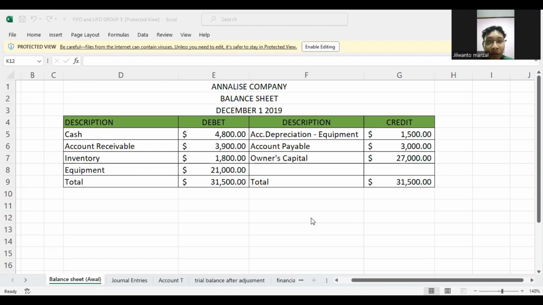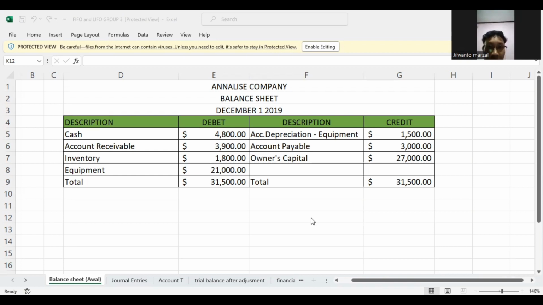So tonight we will present about the company analysis. First, we have the balance sheet for December 1, 2019. It has debit and credit. We have cash, accounts receivable, inventory, and etc.